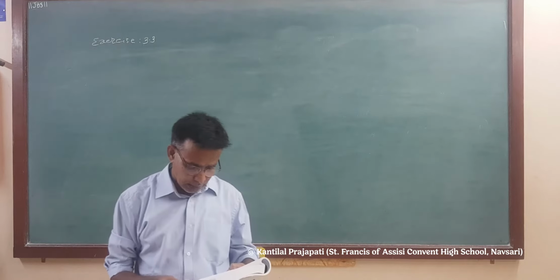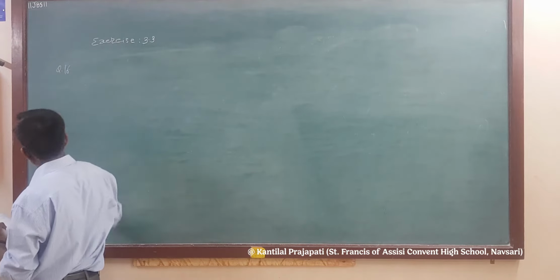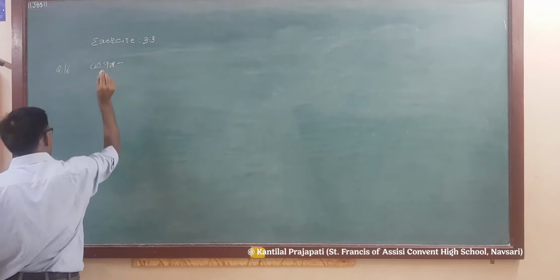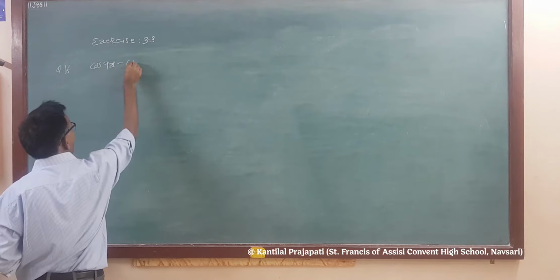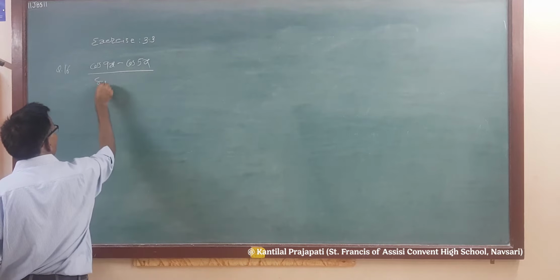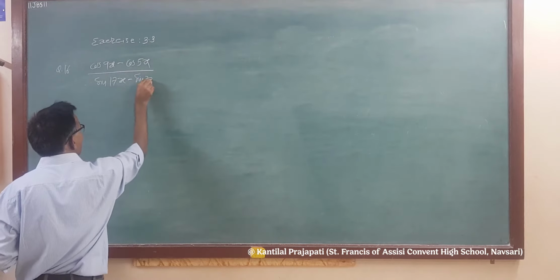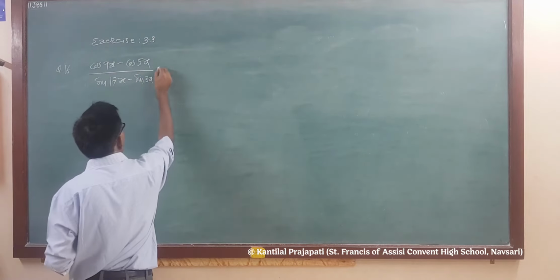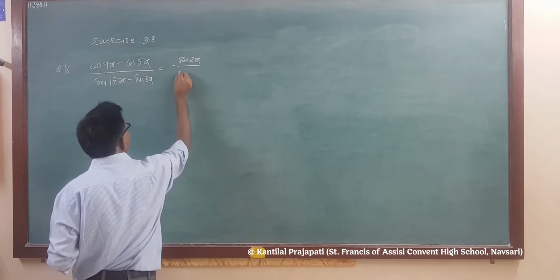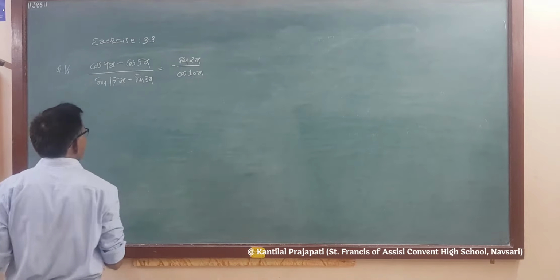Question number 16. Prove that (cos 9x minus cos 5x) upon (sin 17x minus sin 3x) is equal to minus sin 2x upon cos 10x. Very simple.